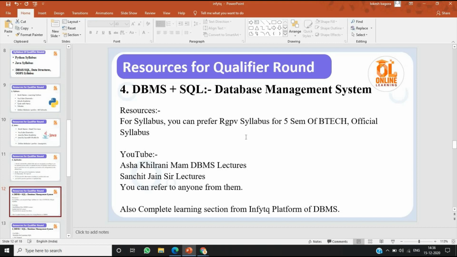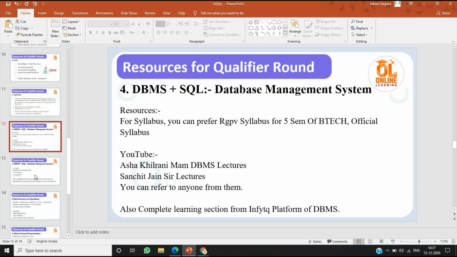It will be also helpful for everyone. You can refer to anyone from them. Also complete the learning section from the Infytq platform for DBMS, because friends, the questions in the qualifier round are not much the same as in the final exam, but you can refer to it and complete the learning section from the Infytq platform, because it is very important that you learn the pattern of what type of questions are asked in the final exam. So please complete the learning section from the Infytq platform.